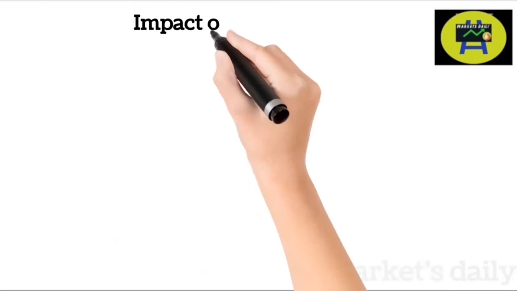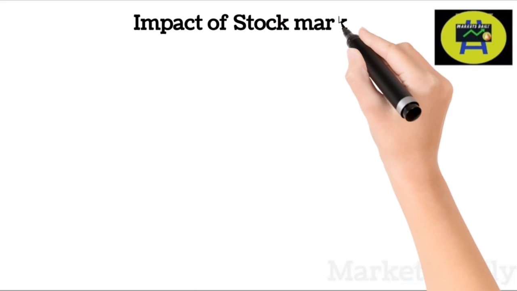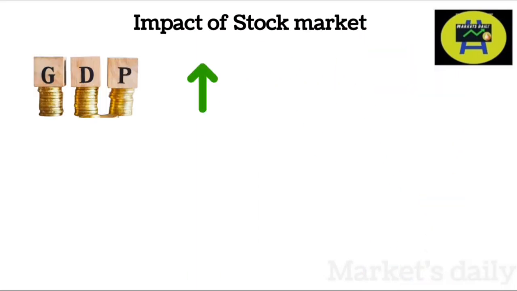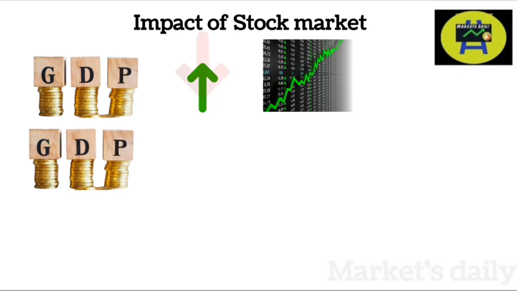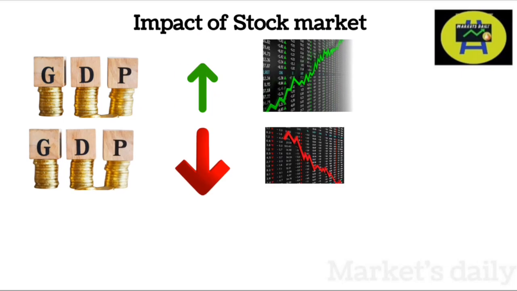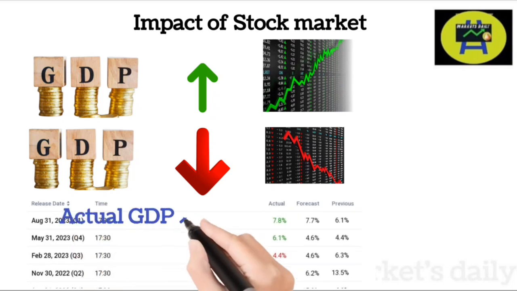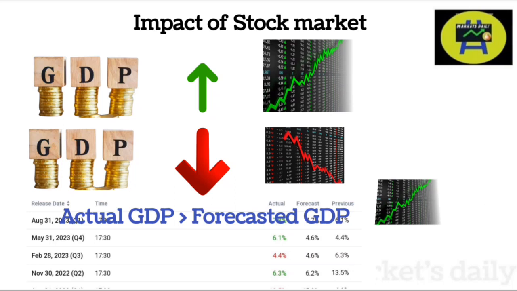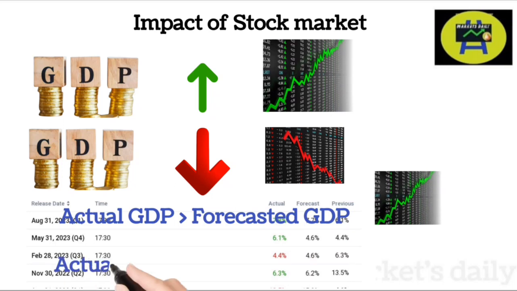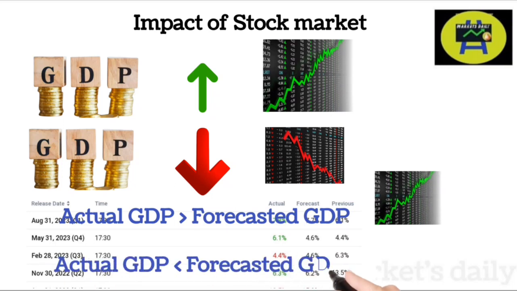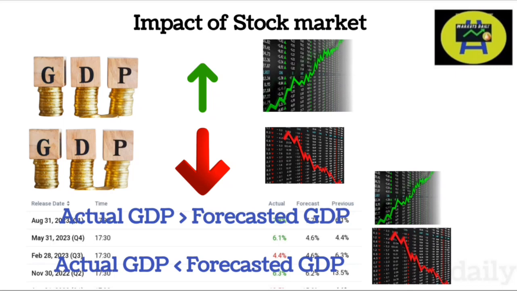Now let us see how stock market is impacted after the release of GDP. If GDP increases, stock market moves up. If GDP decreases, the stock market moves down. But we should always check whether the GDP growth has beaten the market expectations or not. For this, you should look at the actual GDP and the forecasted GDP. It is also available in investing.com. If actual GDP is greater than the forecasted GDP, stock markets move up. If actual GDP is lesser than the forecasted GDP, stock markets move down. But remember, sometimes market moves in the opposite direction also.